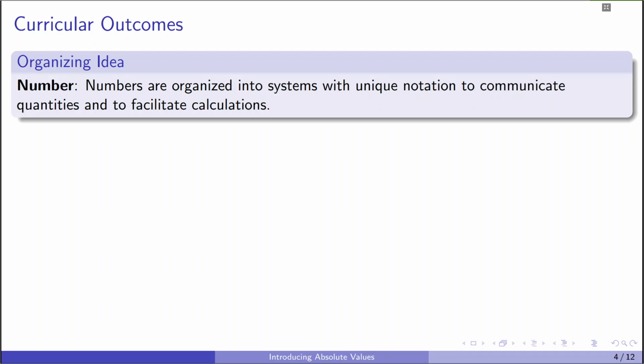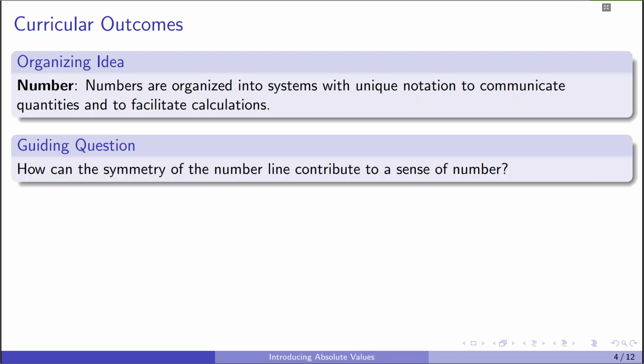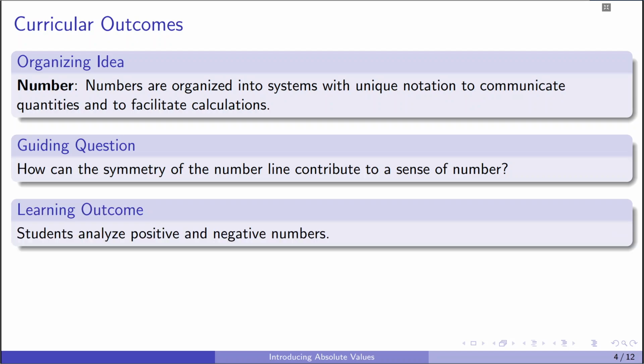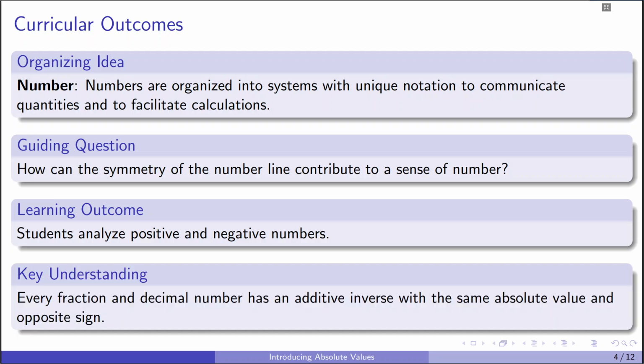Our organizing idea is that numbers are organized into systems with unique notation to communicate quantities and to facilitate calculations. Our guiding question is, how could the symmetry of the number line contribute to a sense of number? Our learning outcome is that students will analyze positive and negative numbers. And our key understanding is that every fraction and decimal number has an additive inverse with the same absolute value and opposite sign. We're going to talk about absolute values today.